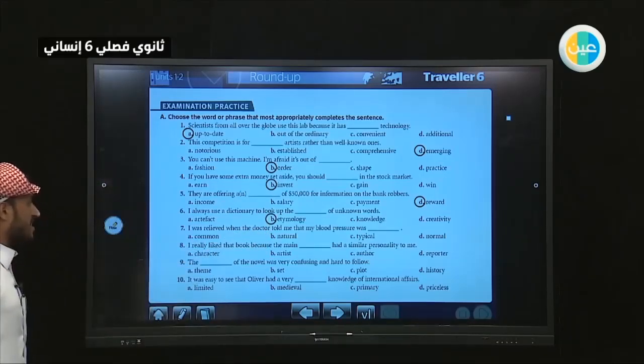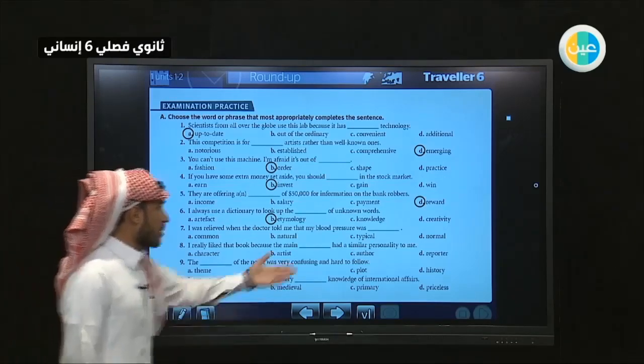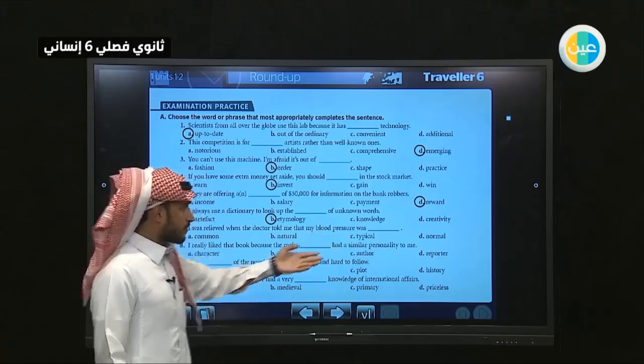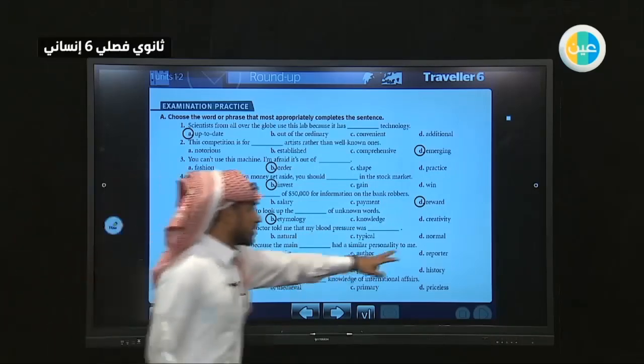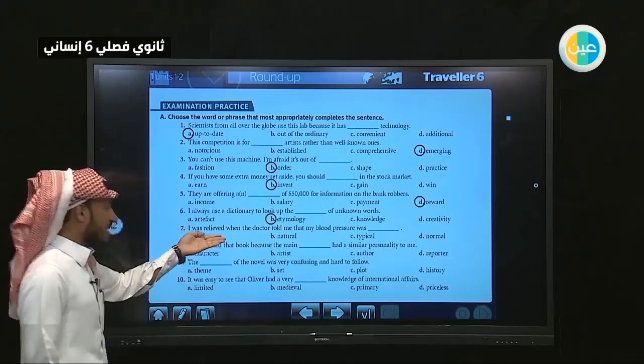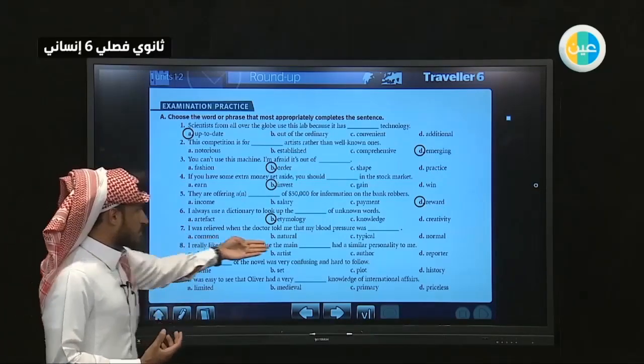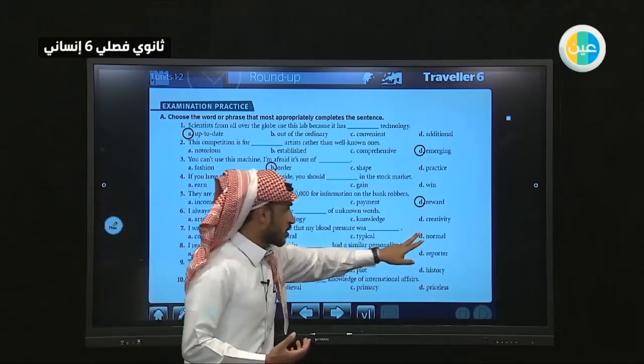Number 7, I was relieved when the doctor told me that my blood pressure was. Blood pressure اللي هو ضغط الدم was قبل الإجابة يعني عشان نفهم الفكرة. I was relieved يعني شعرت بارتياح. طيب وش الكلمة المناسبة هنا؟ كلمة normal.